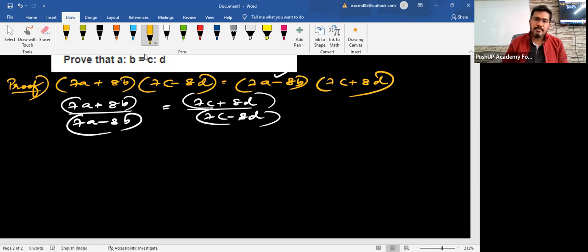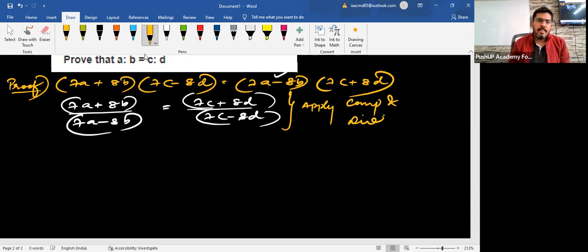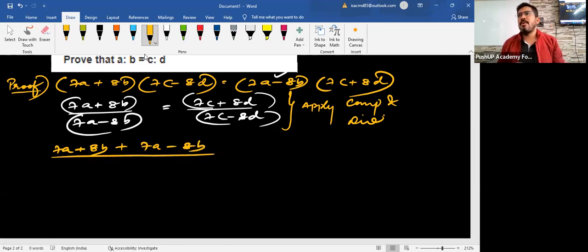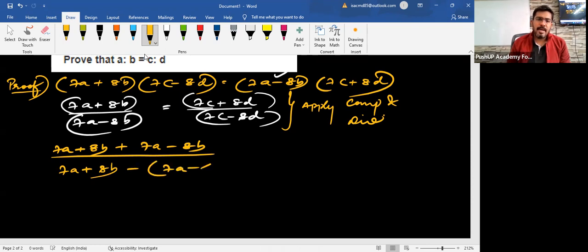So please do write, applying componendo and dividendo. So (7A + 8B) plus (7A - 8B). Because when you apply componendo and dividendo, it's always numerator plus denominator divided by numerator minus denominator. Monish, remember? So it becomes (7A + 8B) minus of (7A - 8B), which is equal to. And please don't forget, when you are applying componendo and dividendo, it should be both on the left hand side and the right hand side.